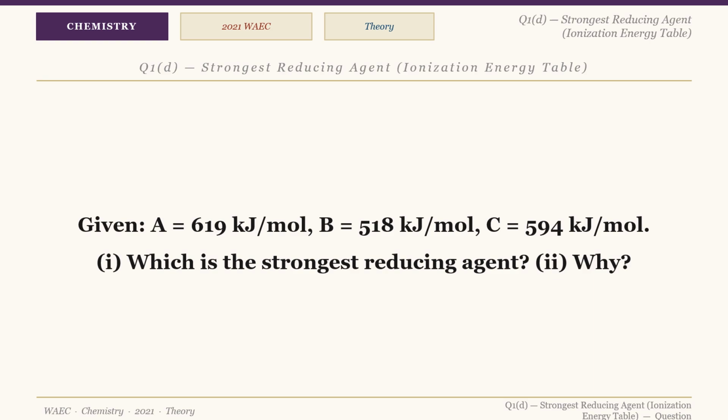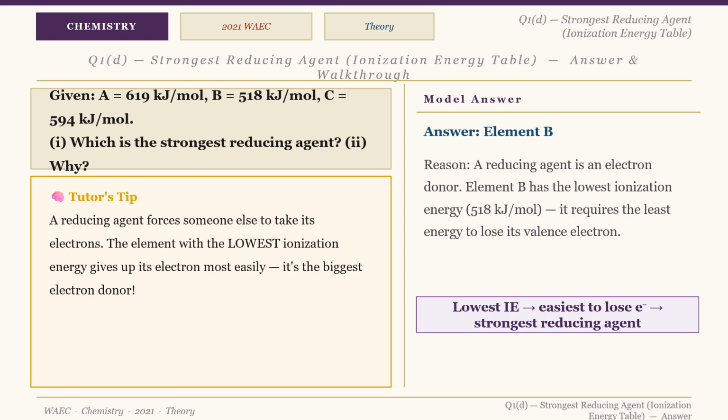Okay, we'll be looking at 1D. 1D says we're given A is equal to 600 kilojoules per mole, B is given as 518 kilojoules per mole, and C is given as 594 kilojoules per mole. Now the question says, which is the strongest reducing agent and why? Now a reducing agent forces someone else to take its electron. That means the element with the lowest ionization energy gives up its electron most easily. It is the biggest electron donor.